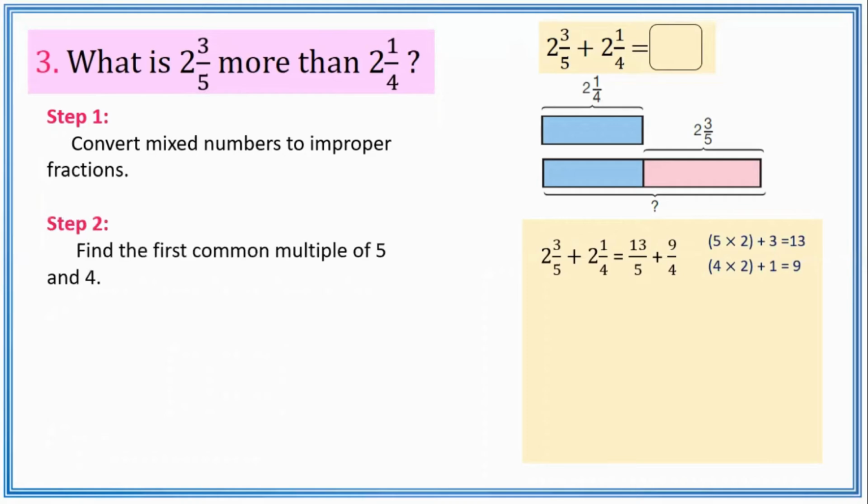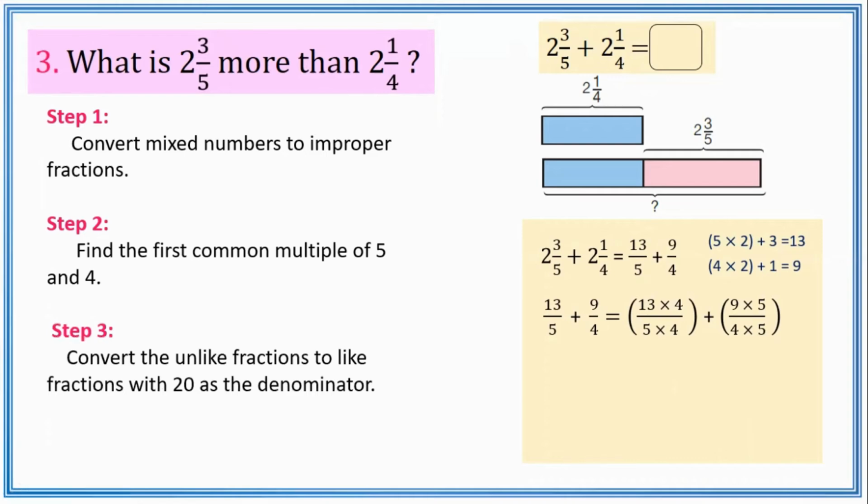Okay, step 2 is we need to find the first common multiple of 5 and 4. And the first common multiple of the denominators 5 and 4 is 20. So we need to multiply 13 out of 5 by 4 out of 4. And 9 out of 4 must be multiplied by 5 out of 5.